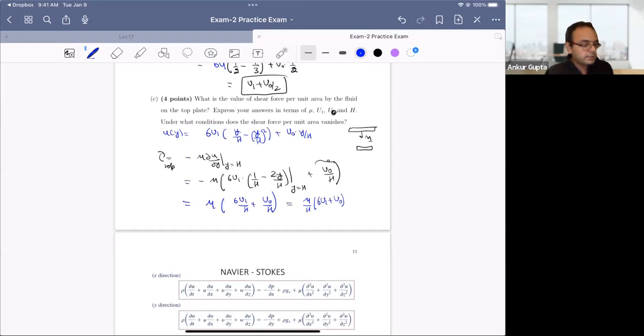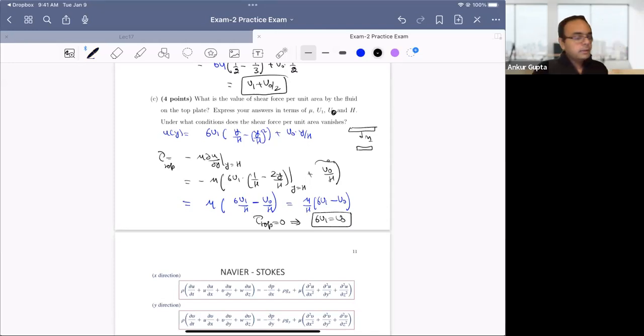I believe that is correct. Sorry, minus u0. 6u1 minus u0. Let me just make sure it sounds correct. I think this should be all right. And then what we have been asked is when will this go to 0? So tau top will go to 0 when 6u1 is equal to u0.